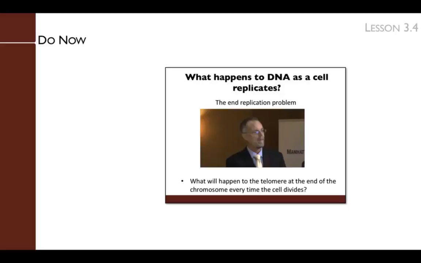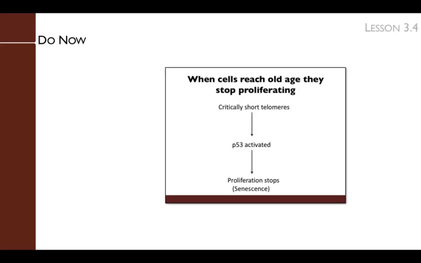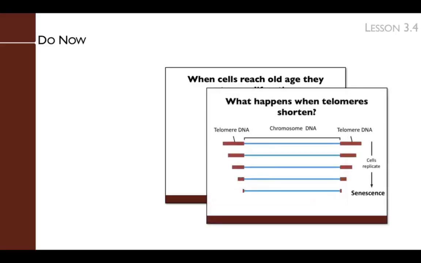The video nicely illustrates why this happens. Luckily, the chromosome doesn't lose its genes. Instead, the protective ends of the chromosomes, called telomeres, get steadily shorter. But at some point, the telomeres become so short that the next time the cell replicates, actual genes will be damaged. At this point, the tumor suppressor gene p53 is activated and tells the cells to stop proliferating.